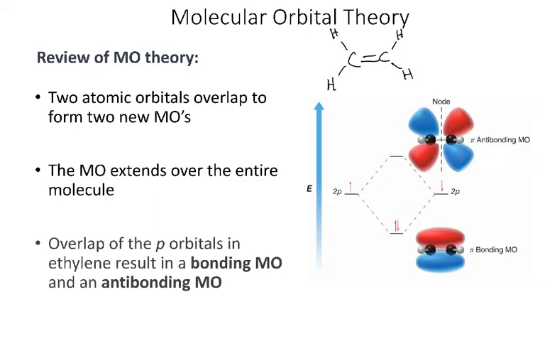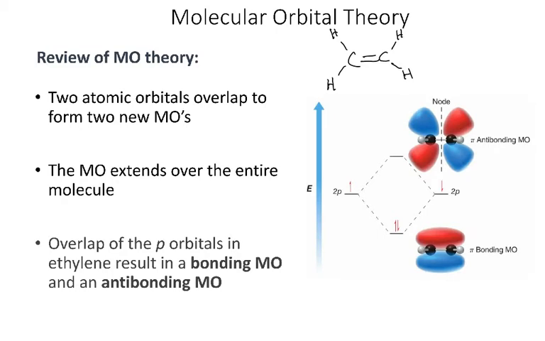Each of these carbons is sp2 hybridized, and we have the overlap of an sp2 orbital on each carbon with one of the hydrogen atoms to form this sigma bond. And the third sp2 hybrid orbital on each of the carbon atoms overlaps to form a sigma bond between the 2 carbon atoms. And then the remaining unhybridized p orbitals on each atom can overlap to form the pi bond.